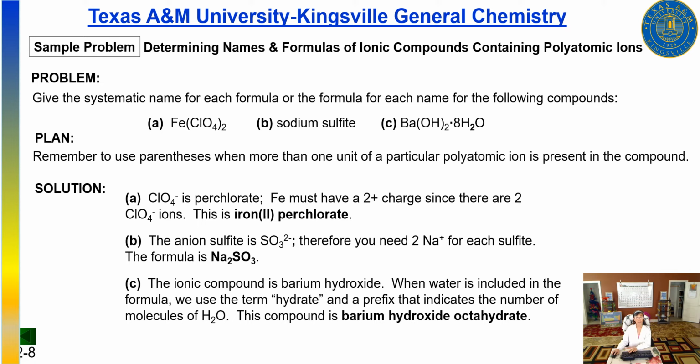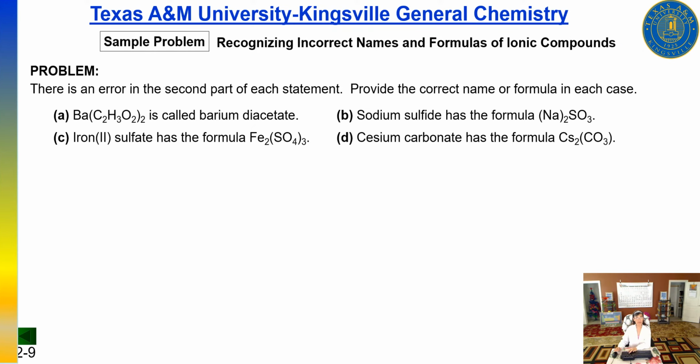Barium, sodium, they are from the main group elements. You don't have to label the charge. Otherwise, such as Fe, which is a transition metal, you may have different charges. In this case, you have to use the Roman numeral to identify the charge. Put the charge in parentheses.